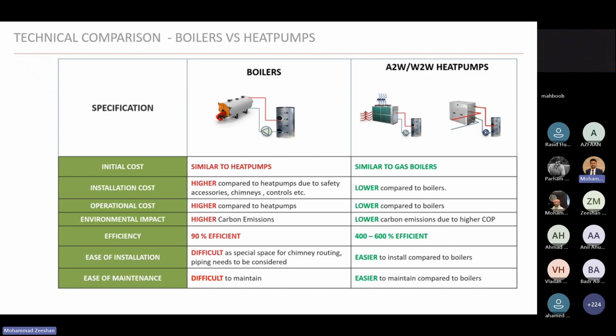Environmental impact, again, higher carbon emissions for boilers. You have lower carbon emissions due to higher COPs for heat pumps. Efficiency wise, heat pumps are highly efficient compared to boilers. In terms of installation, again, it's easy to install heat pumps compared to boilers.